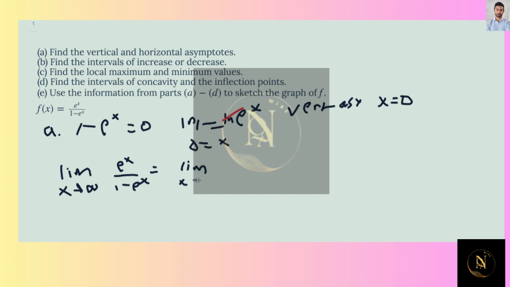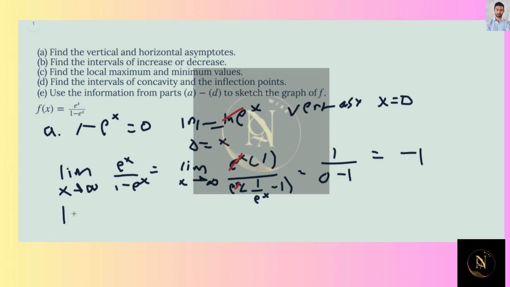So limit as x goes to infinity. You pull out e to the x, so this will be 1. And then you do e to the x out here again, so this will be 1 over e to the x minus 1. And then you cancel e to the x. If you take the limit as x goes to infinity, this will be 1 over, and 1 over infinity is 0, so 0 minus 1, so this will be negative 1.